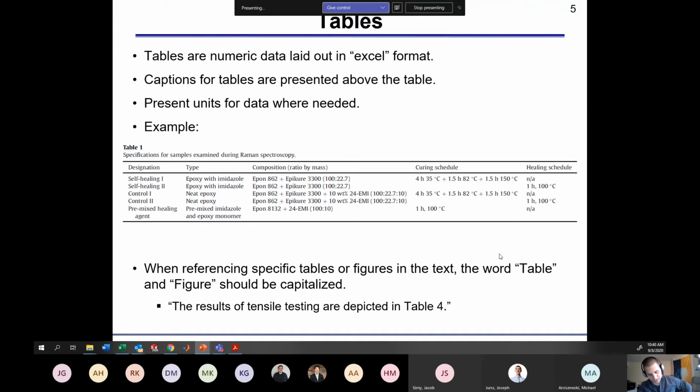When you're using or referencing tables or figures in your text, the word Table and Figure should be capitalized, right? So here's an example. The results of the tensile testing are depicted in capital T Table 4.